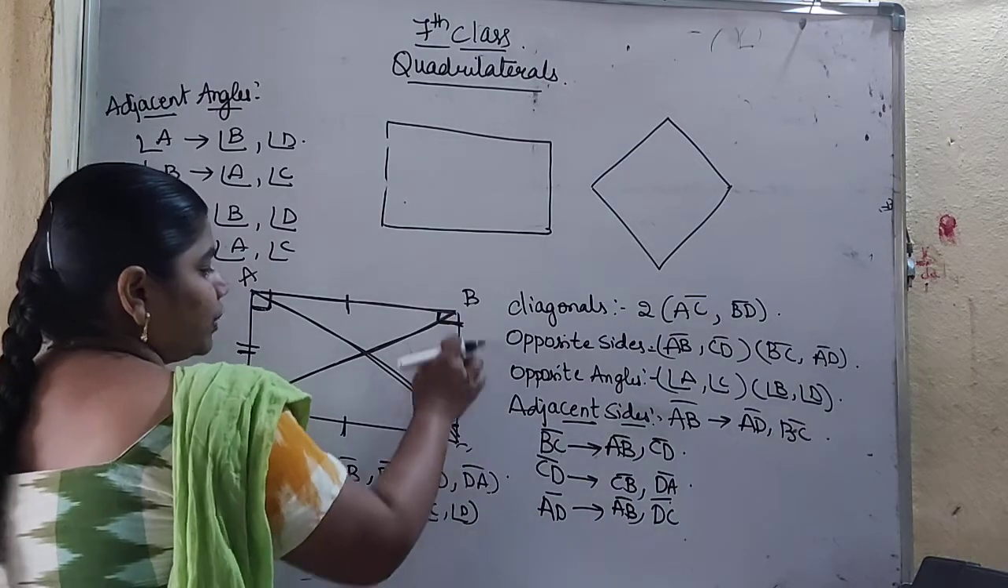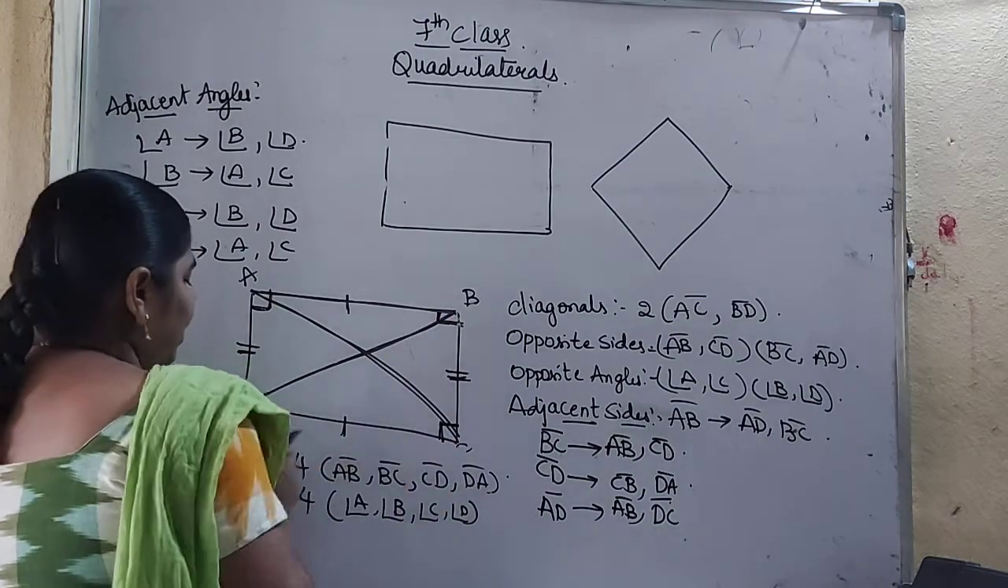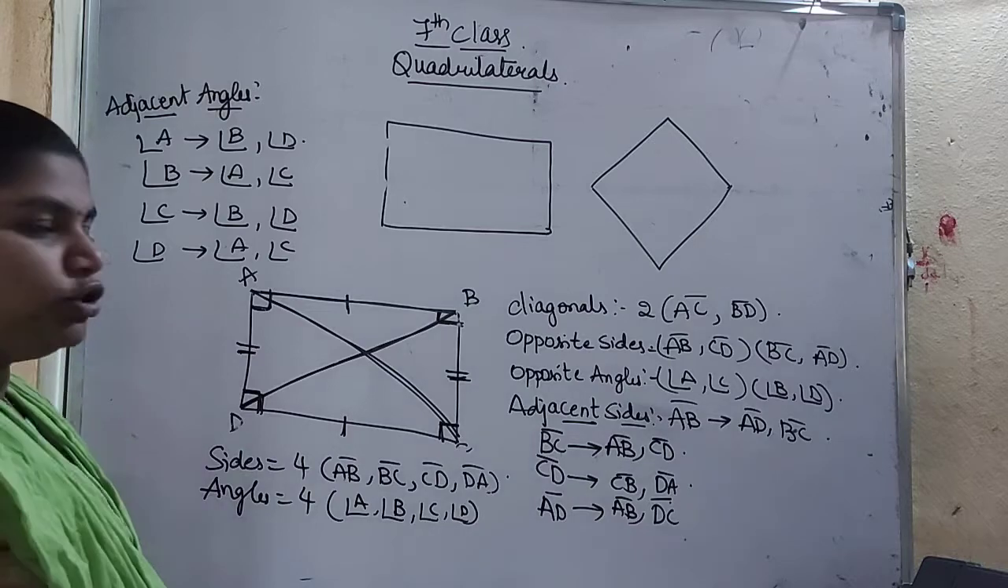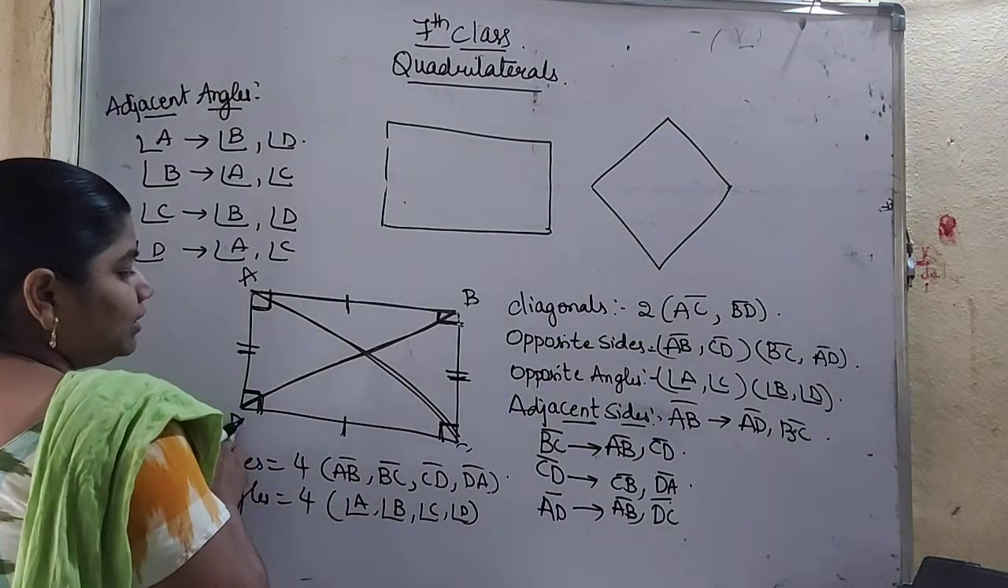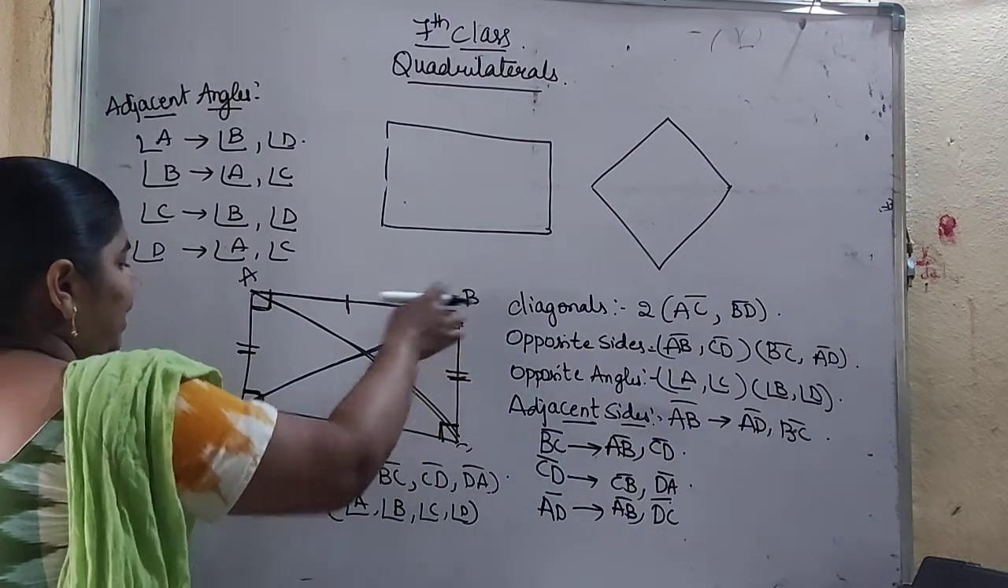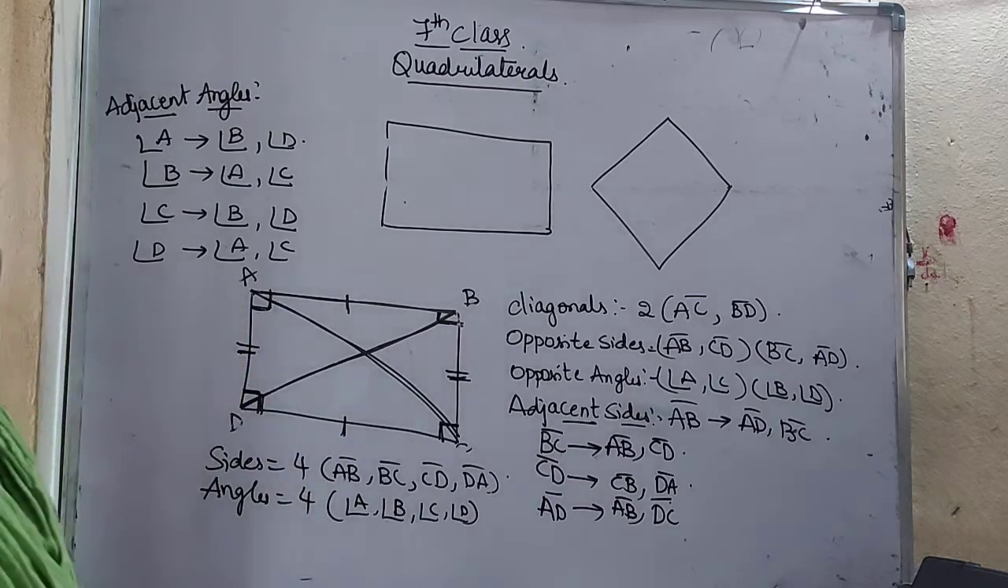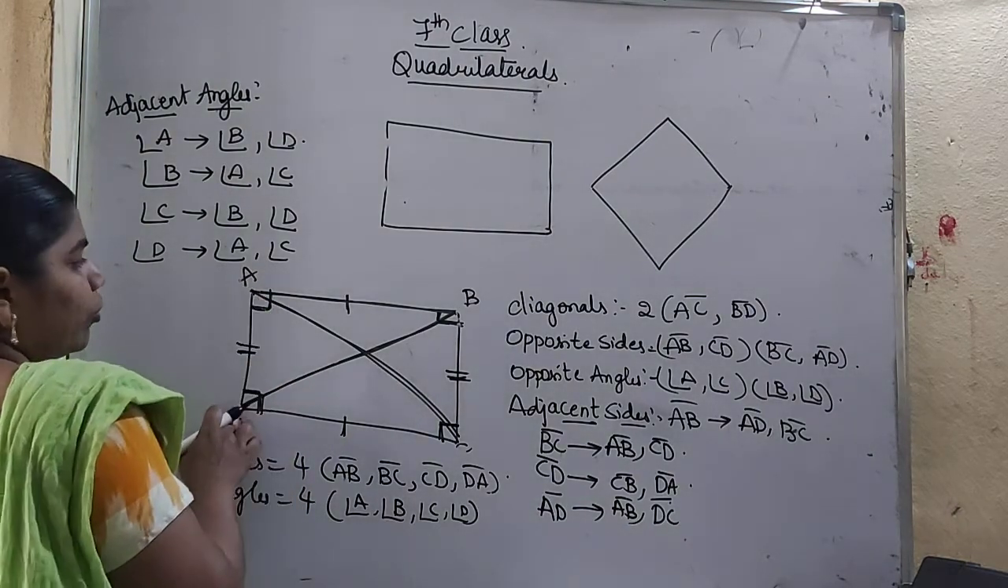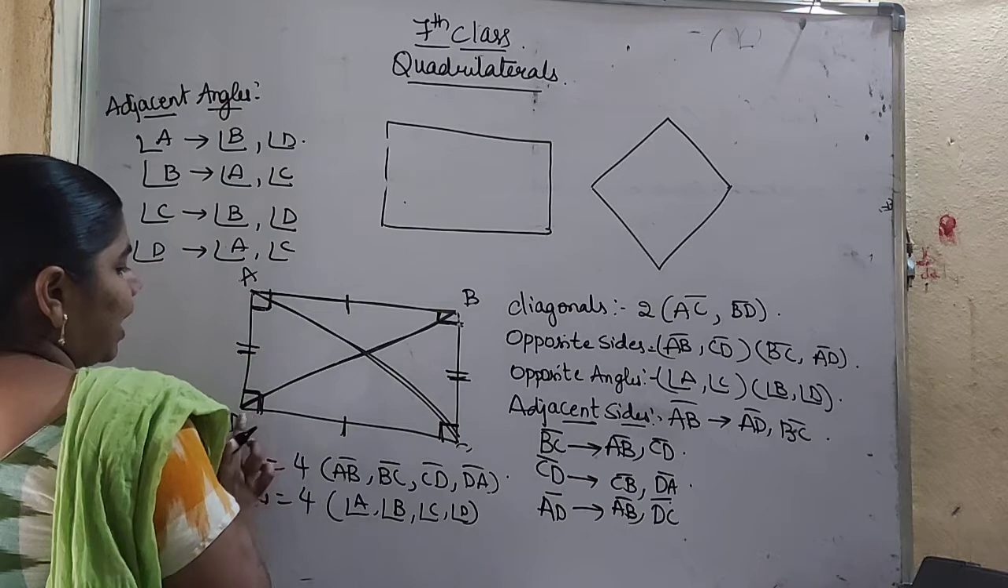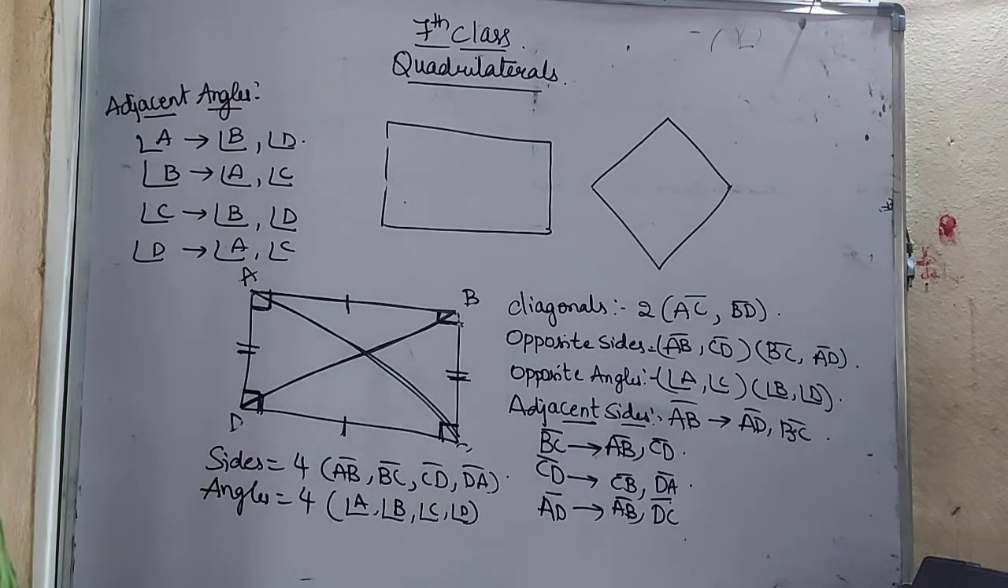For BC, what are the adjacent sides? AB and DC are adjacent to each other. For CD, what are the adjacent sides? CB and DA are adjacent to each other. And for AD, what are adjacent sides? AB and DC are adjacent to each other. So these are the adjacent sides.